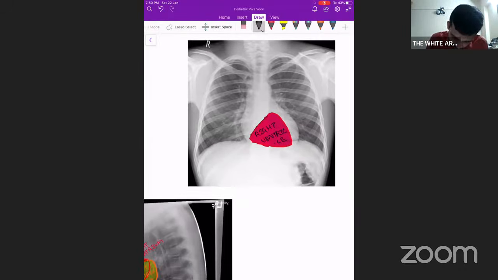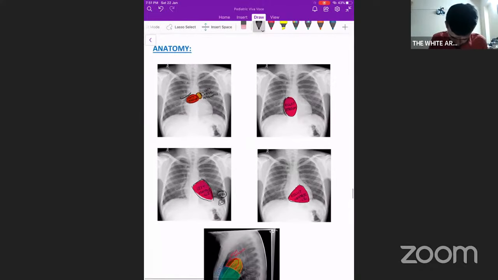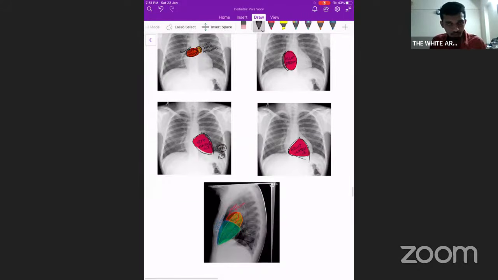And this is the right ventricle. So this part is formed by the left atrium, the left atrial appendage. The left heart border is mainly formed by the left ventricle. The right heart border is formed by the right atrium, and this is the right ventricle. This was to do with the PA view.